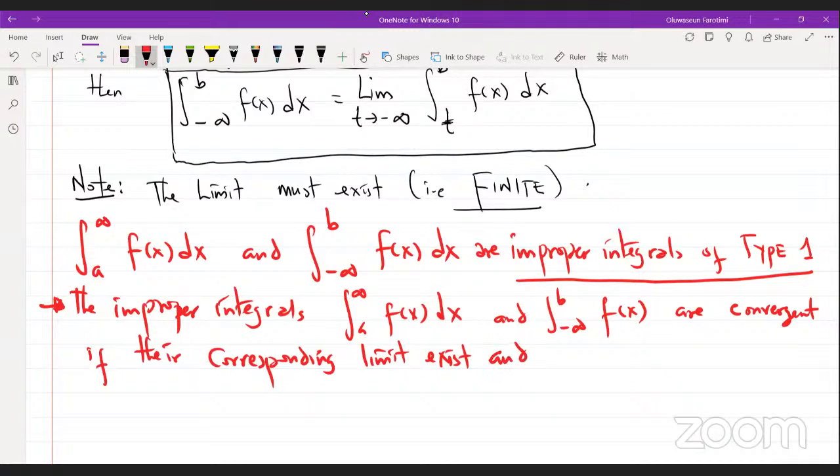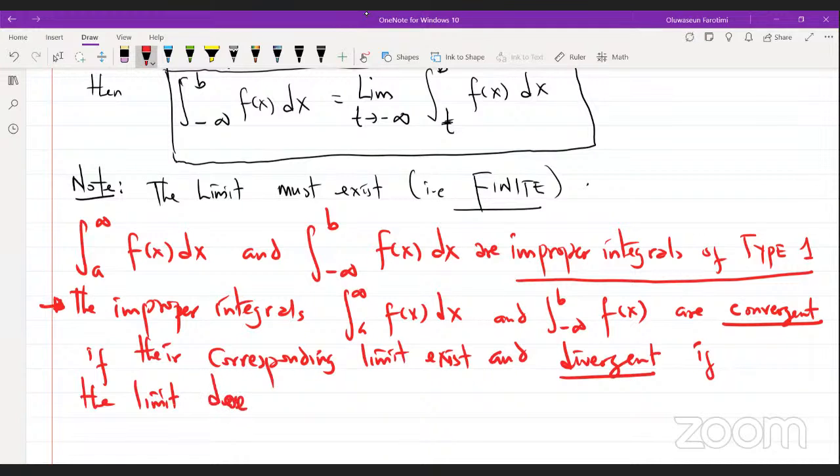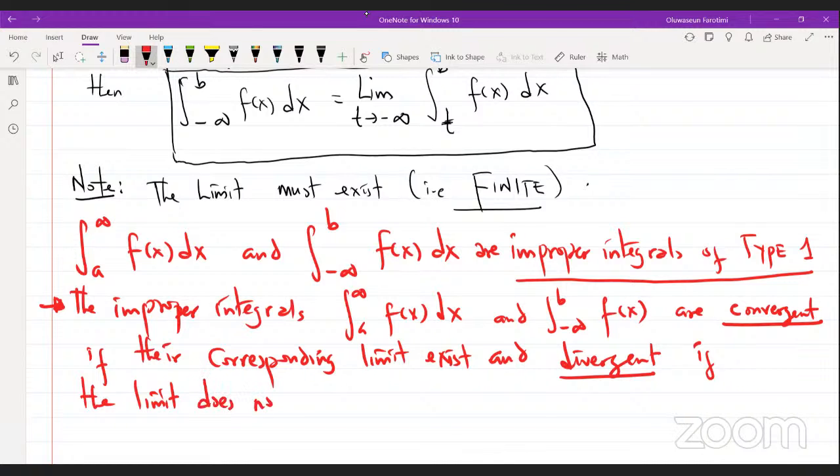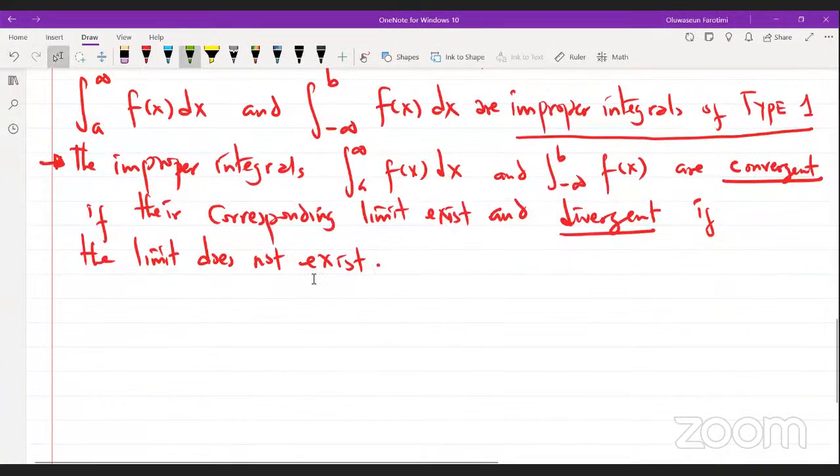All right, and let me underline convergence and divergence if the limit does not exist. You guys remember DNE. If the limit does not exist. Okay, so what does this mean, guys? I'm going to show you guys in a second.